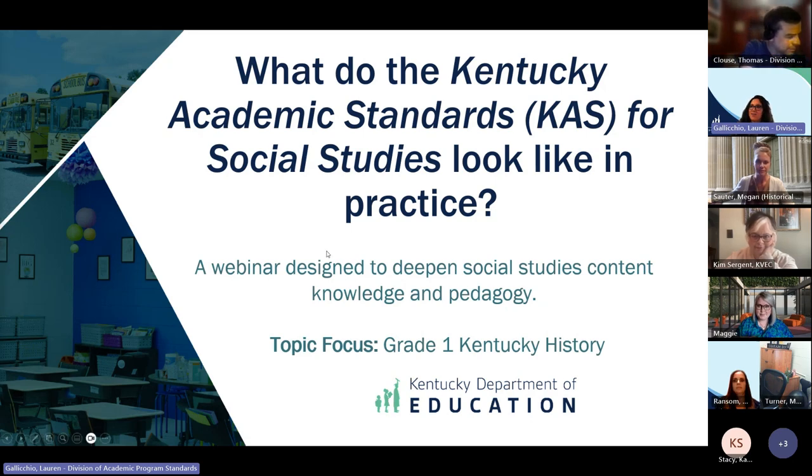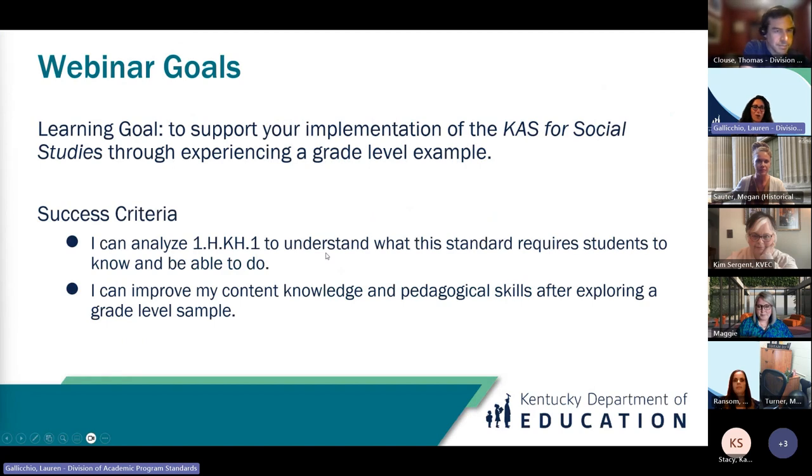So we will start this evening by looking at our webinar goals. Our learning goal is to support your implementation of the Kentucky Academic Standards for Social Studies through experiencing a grade level example. Today we're going to be looking at grade one. If you're joining us with other webinars, we look at other grade levels within the elementary grades this season.